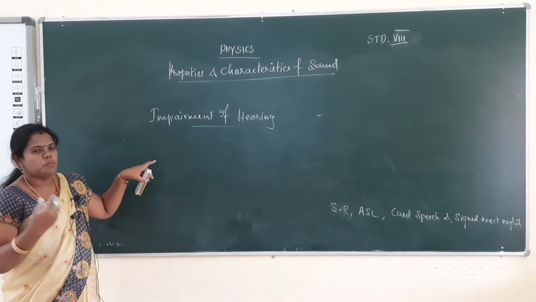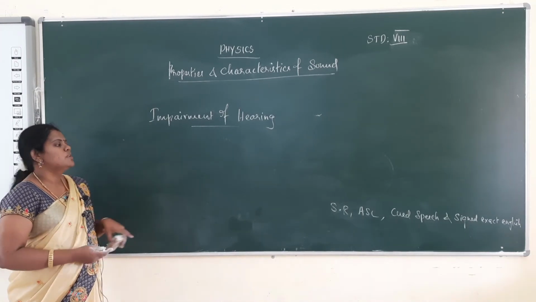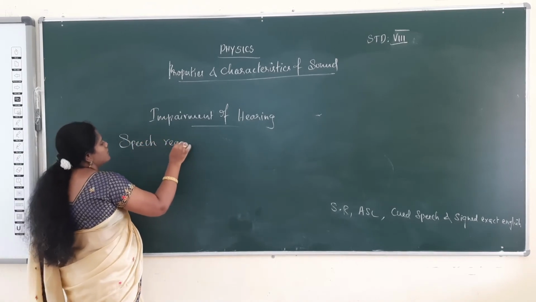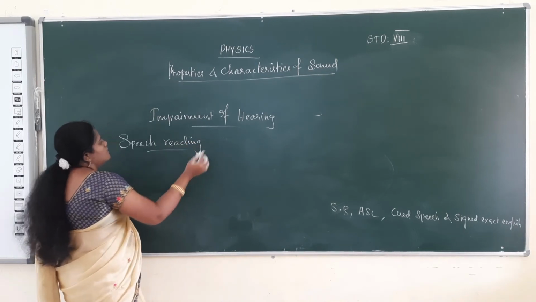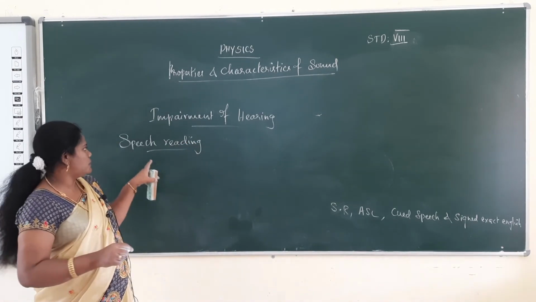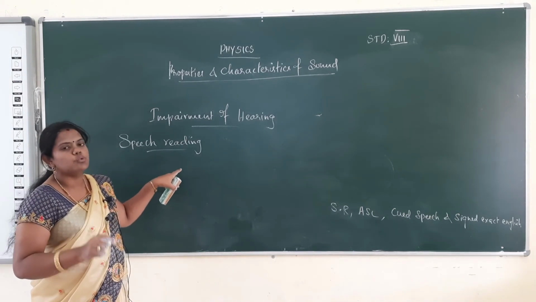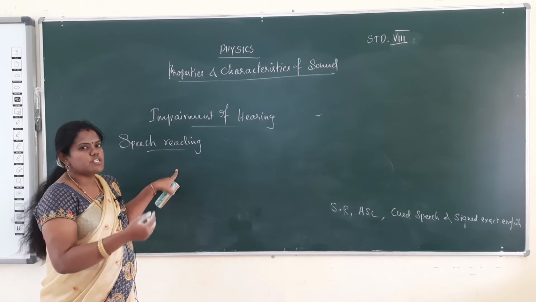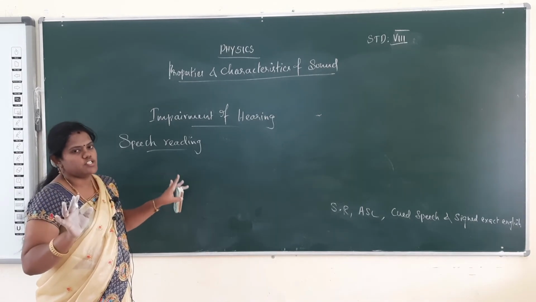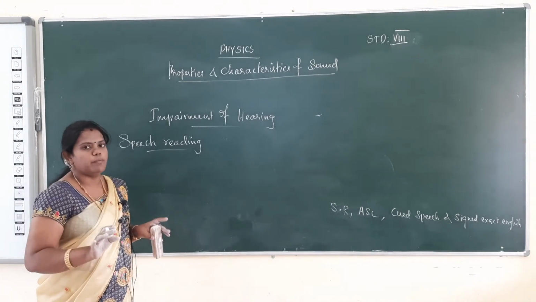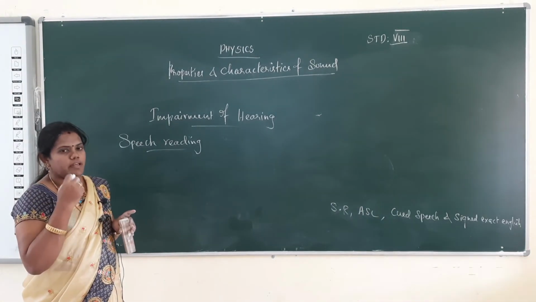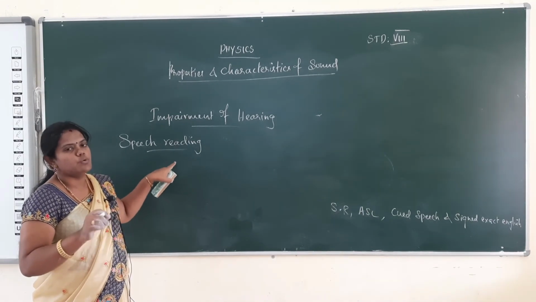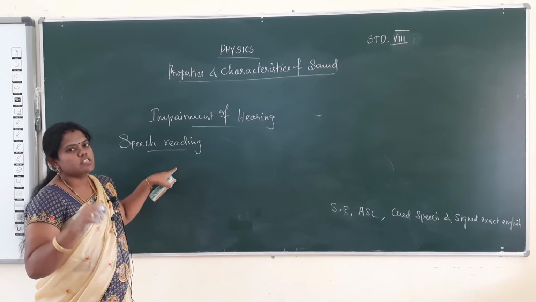So what are the speech therapies needed for hearing loss? One is speech reading. What is the meaning of speech reading? For a person having hearing loss, speech reading is used in conversation through lip reading or body gestures. Based on body activity, or the lip movements of the person speaking, you can easily understand by speech reading. So speech reading is used to improve your understanding through lip reading.